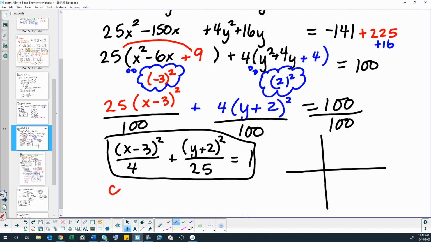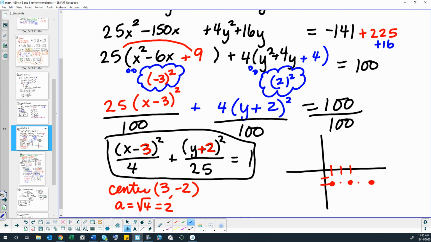So I want to know where the center is. The center is using h and k, so we've got a -3, so that's a +3, and a +2, so that's going to be a -2. So the center of our ellipse is the opposite of those numbers in the parentheses. So right 3 down 2, there's the center. Okay, and then a is the x value, so that's going to be the square root of 4, which is 2. So we take that number and we count 2 in our horizontal direction to here and to here.